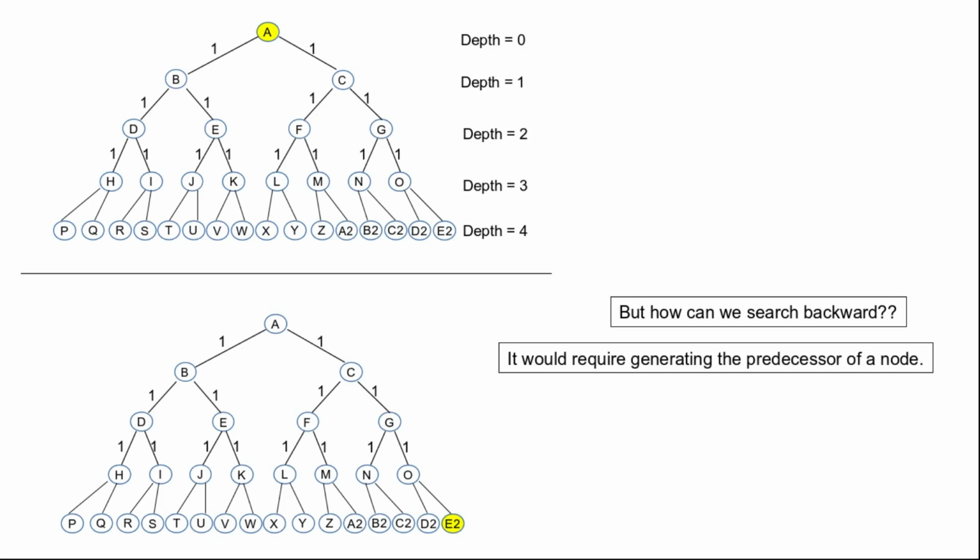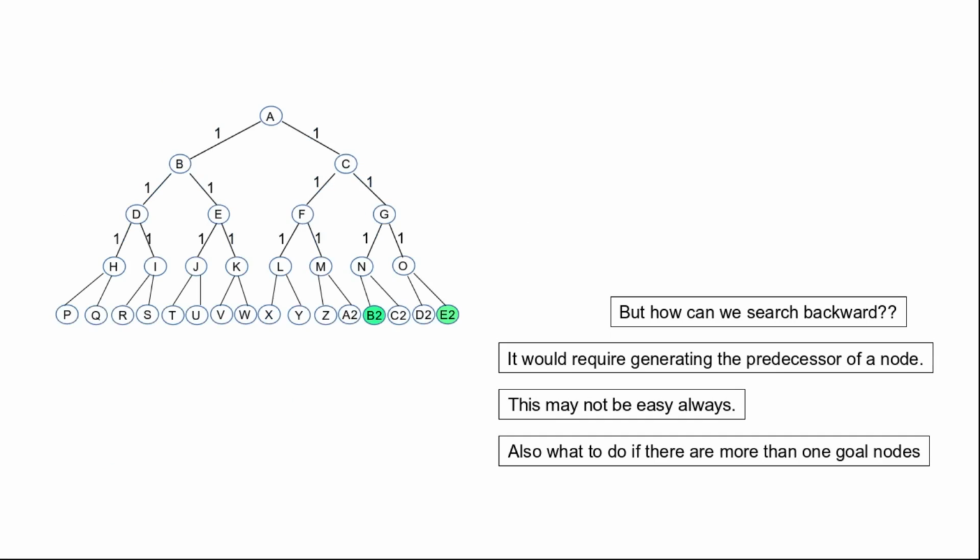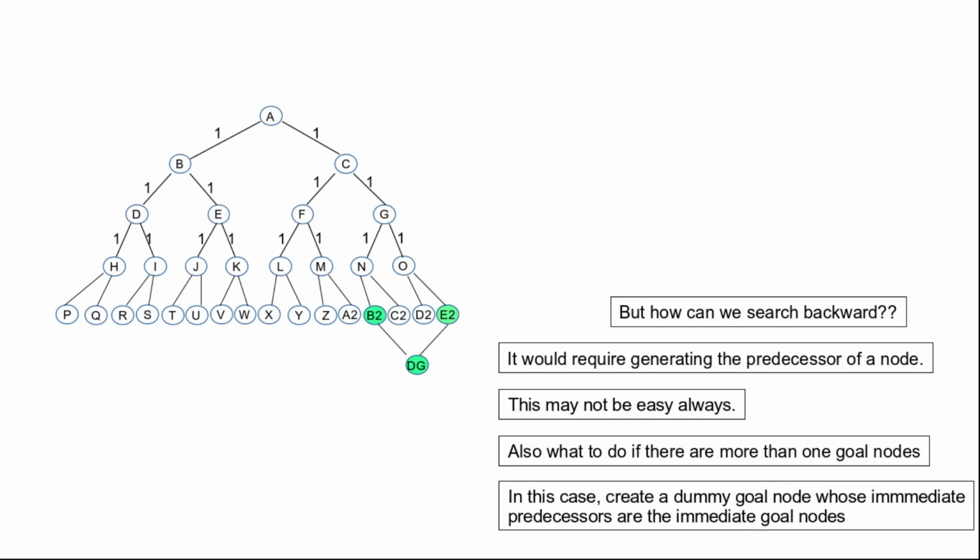To perform backward search, it would require generating the predecessor of a node. And this may not always be easy. Also, what will happen if we have more than one goal node? The solution is that we create a new dummy goal node, let's say DZ, whose immediate predecessors are the actual goal nodes.